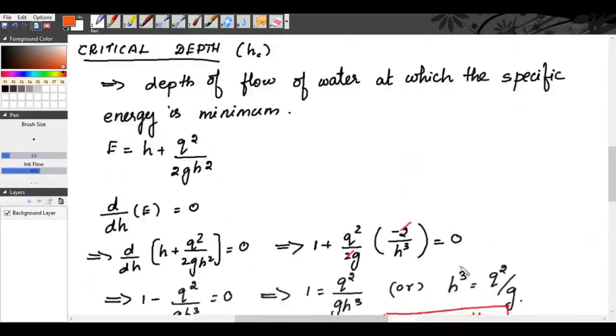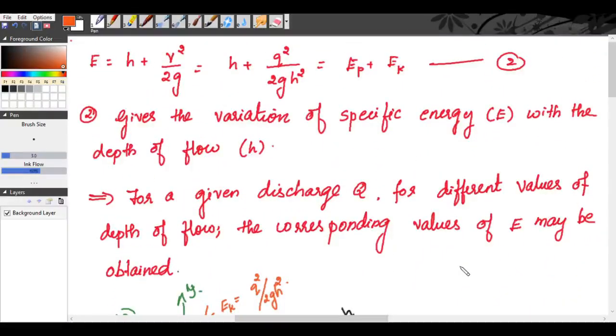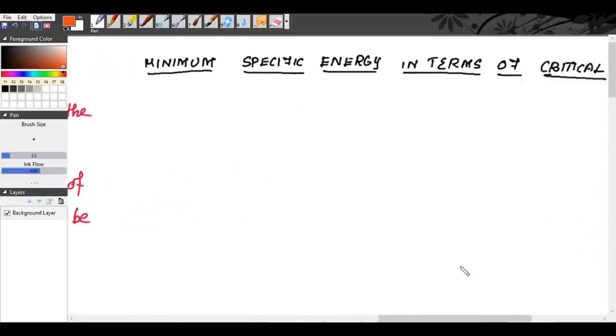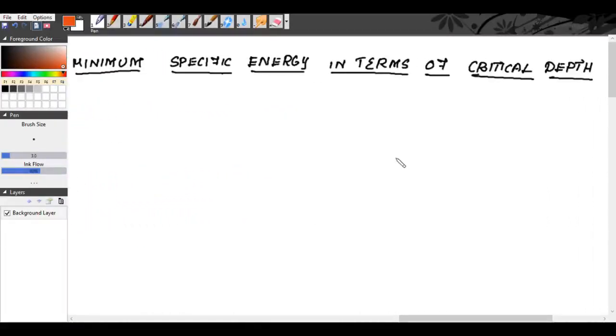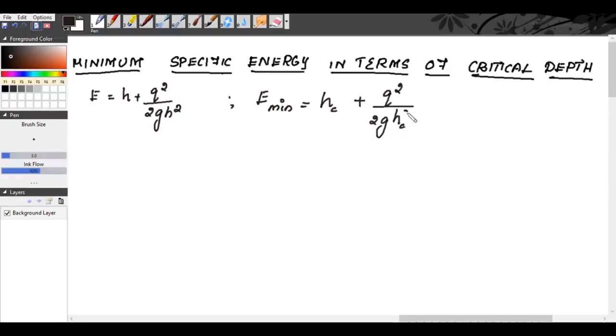Now, what is the minimum specific energy in terms of critical depth? We know what is the specific energy, right? Now, let us see what is the minimum specific energy. So, we know the specific energy E is equal to H plus Q square by 2gH square. So, when the specific energy is minimum, we will replace E by E minimum. For minimum specific energy, depth will be equal to critical depth. So, plus Q square by 2gHc square, because depth will be equal to the critical depth.